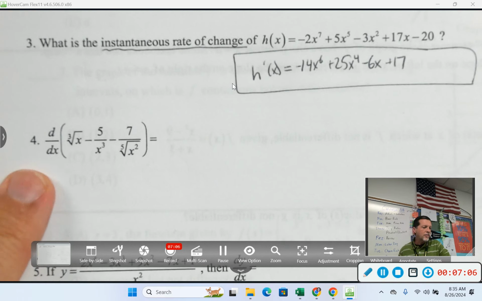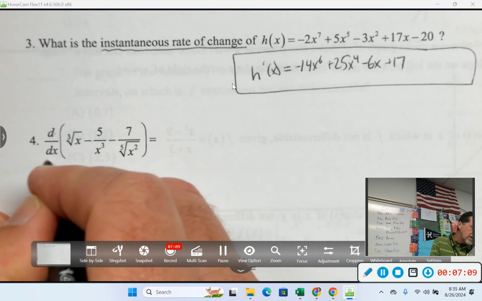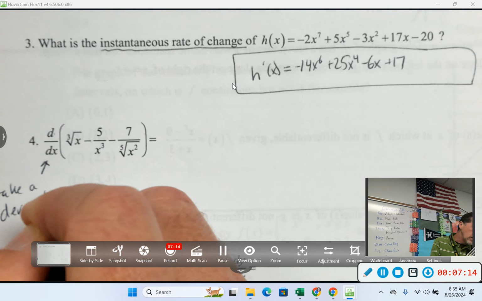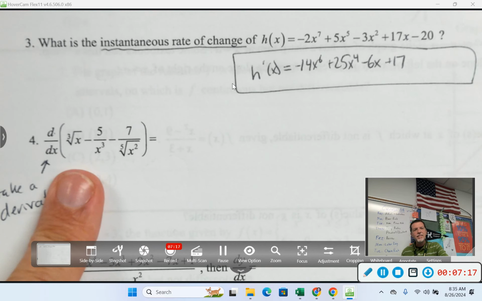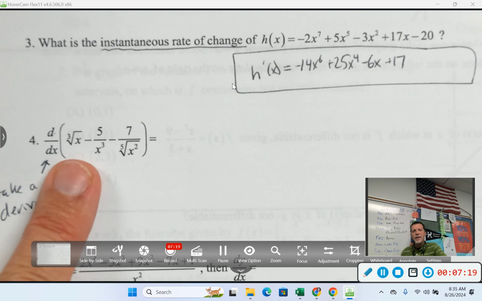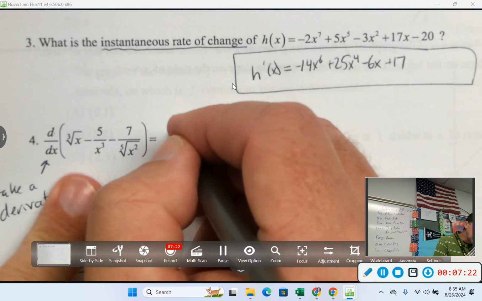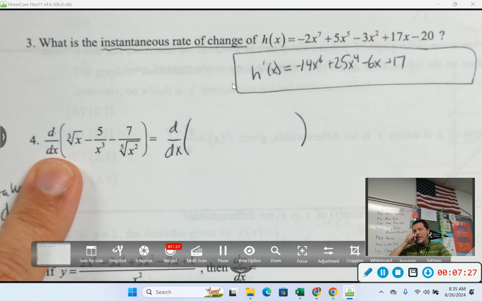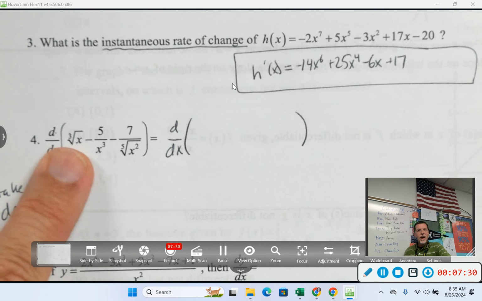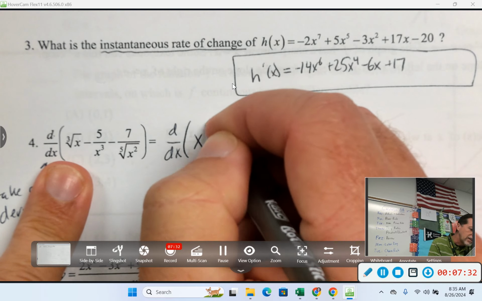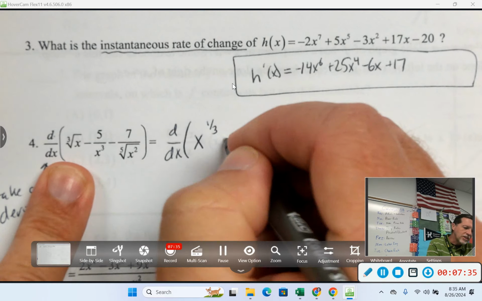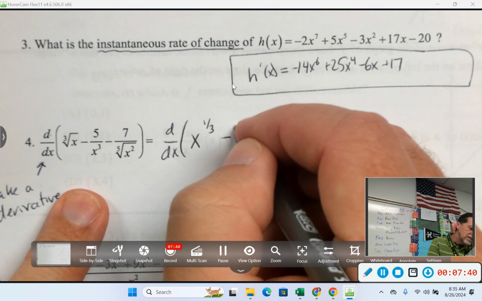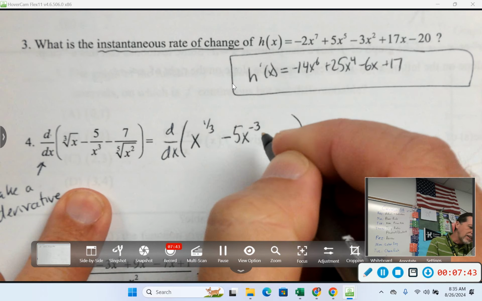Now for the algebra stuff, number 4, d dx. Remember that just means take a derivative. But I can't really use the power rule unless my x's have powers. So let's use our algebra skills first, so no derivatives yet. Let's change the cube root of x into, how could I write that as x to a power? There we go, x to the 1/3. What about 5 over x cubed? 5x to the negative 3.